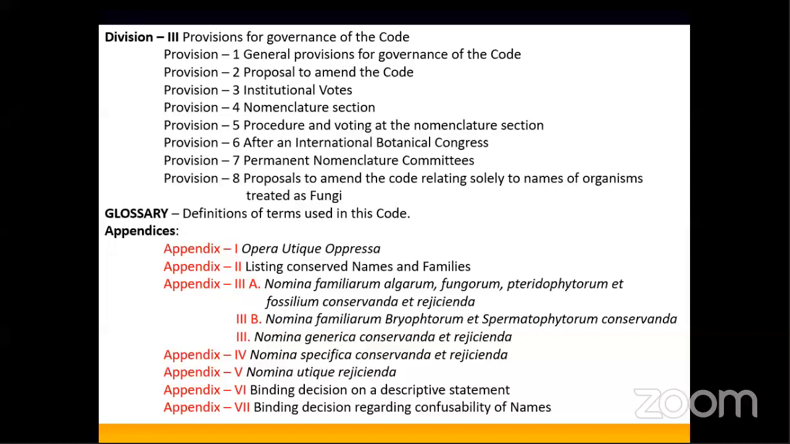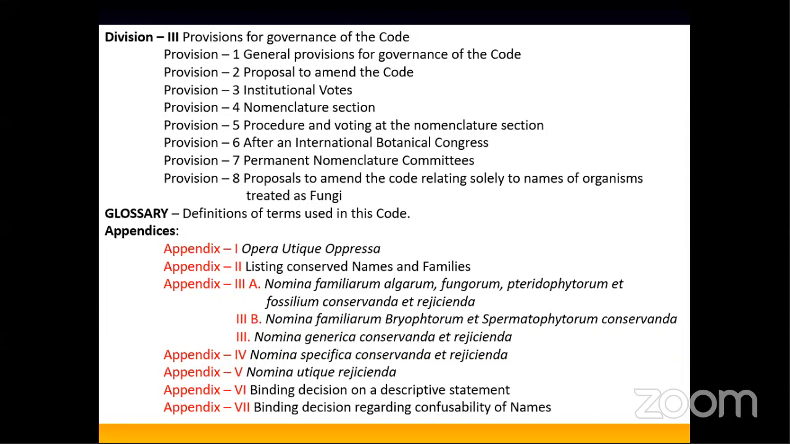And you can see nomina specifica conservanda et rigidanda. I told you that this section of the appendix was recently established. And finally, nomina utique rigidanda, the already published works that should be rejected. So what are the works that should be rejected? They have given the list. And finally, the binding decision on a descriptive statement, and the final appendix, binding decision regarding confusability of names. So these are all listed out very clearly for the entire plant kingdom, and they have been given in the appendix in a very peculiar manner.